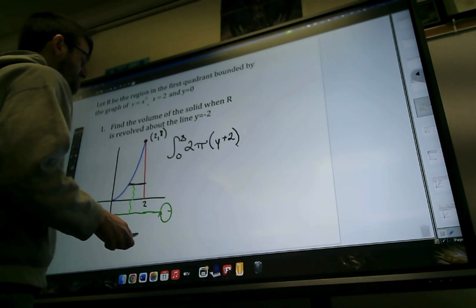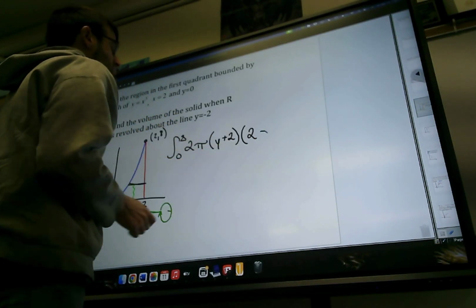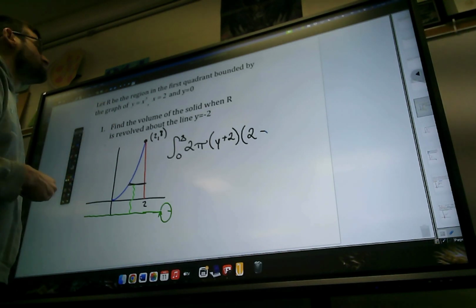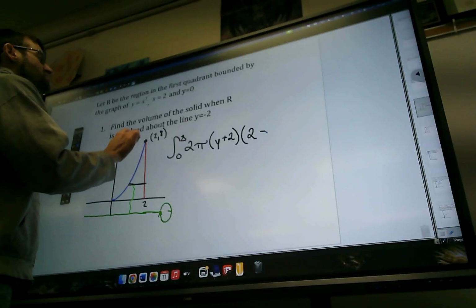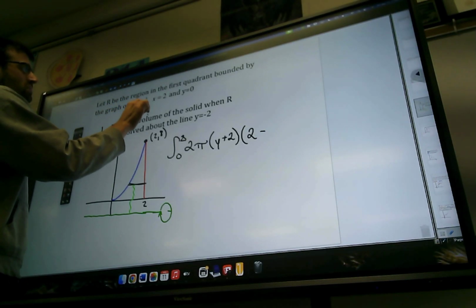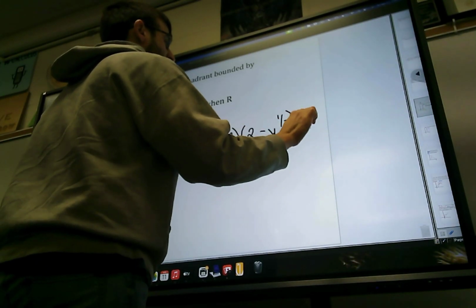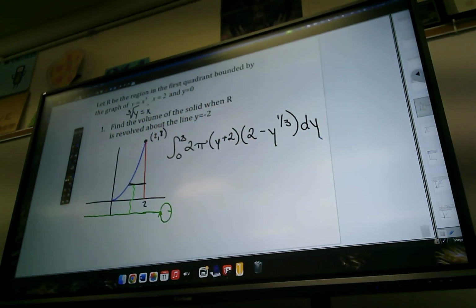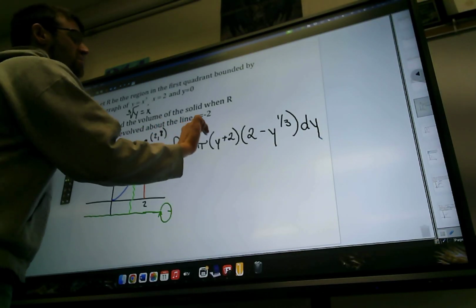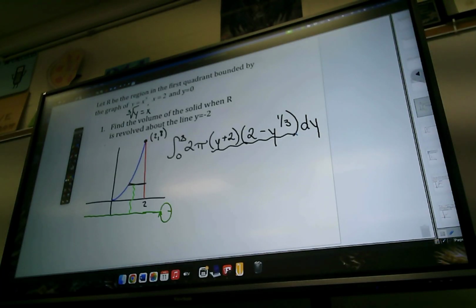Then I am going to do my leftmost function, which is 2, minus the blue function, which has to be in terms of y. So that is y to the 1/3, because I'll take the third root of that. And that is all dy. Now what you'll have to do is we can pull the 2 out, and then you are going to have to multiply these two together in order to integrate.